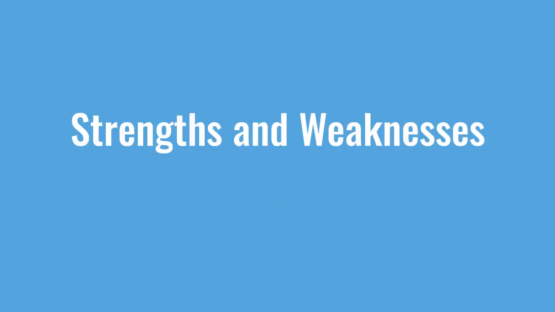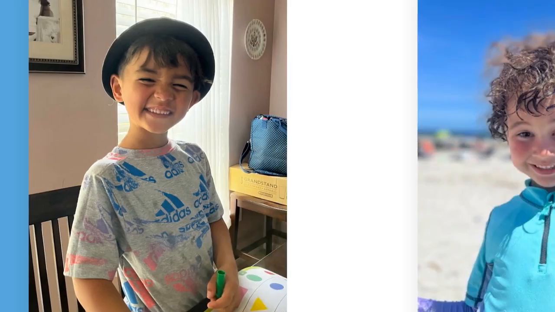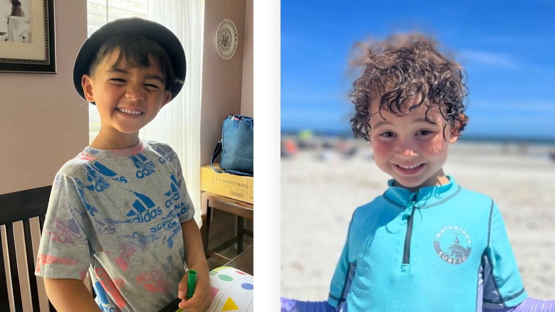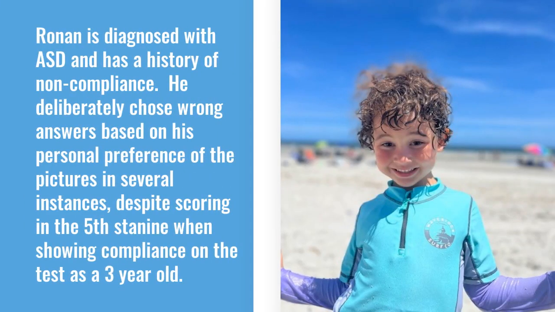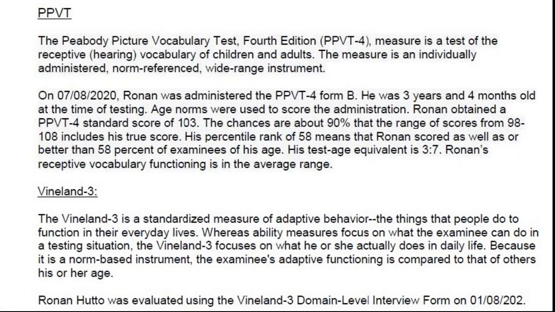Strengths and weaknesses of the PPVT-4. Remember Miles? This is his twin brother, Ronan. Ronan is diagnosed with autism spectrum disorder and has a history of noncompliance. He deliberately chose wrong answers based on his personal preference of the pictures in several instances, despite scoring in the 5th stanine when showing compliance on the test as a 3-year-old. Here are Ronan's previous results as scored by Cicely Nicholas, his BCBA.